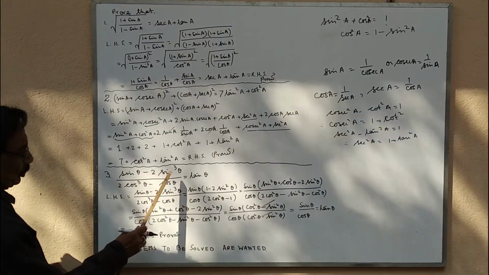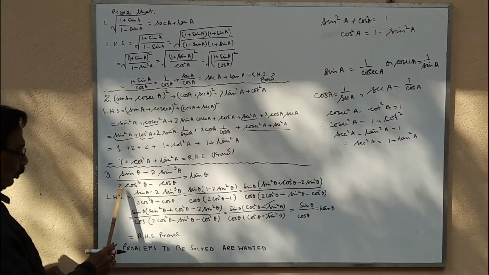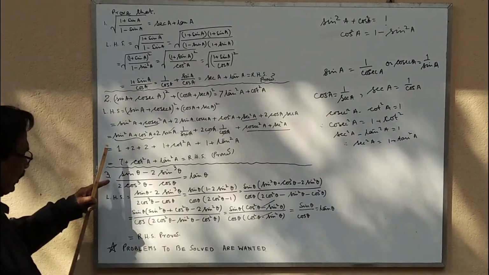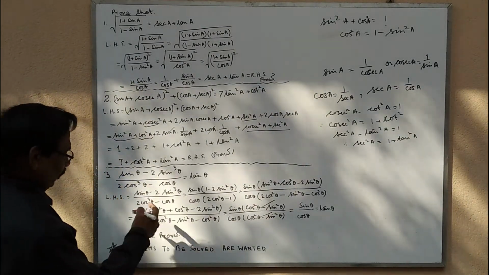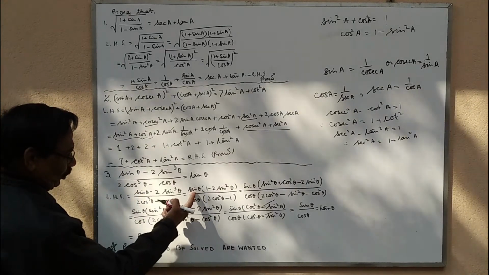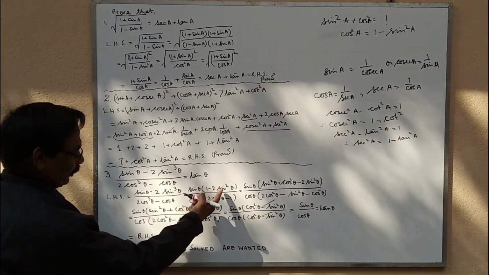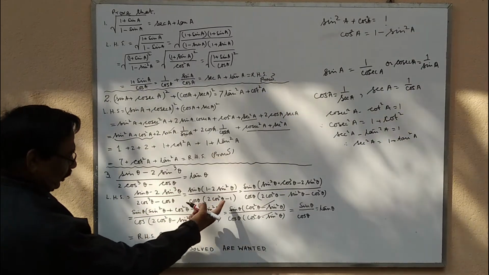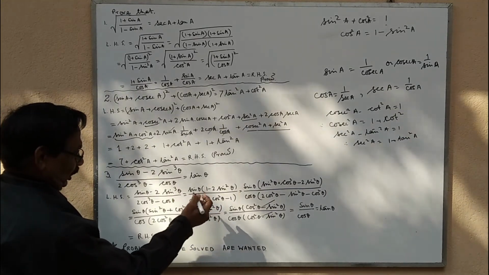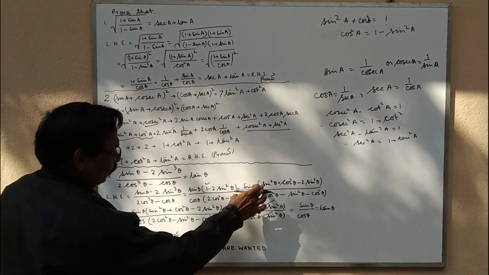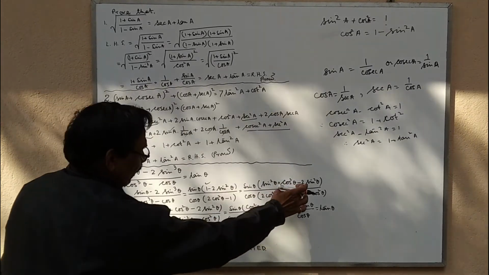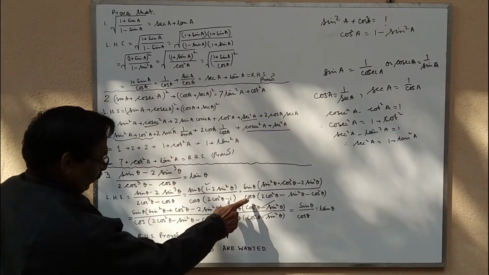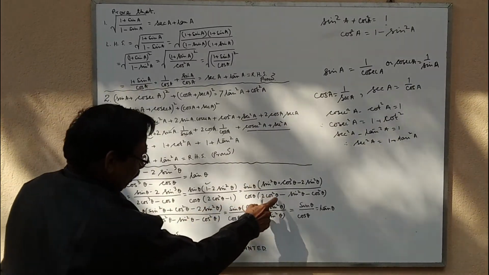Next: (sin cube theta minus 2 sin cube theta) by (2 cos cube theta minus cos theta) equals tan theta. Here left hand side is this. Taking sin theta common, it will be 1 minus 2 sin square theta, and taking cos theta common in the denominator, 2 cos square theta minus 1. Here this 1 equals sin square theta plus cos square theta, minus 2 sin square theta.